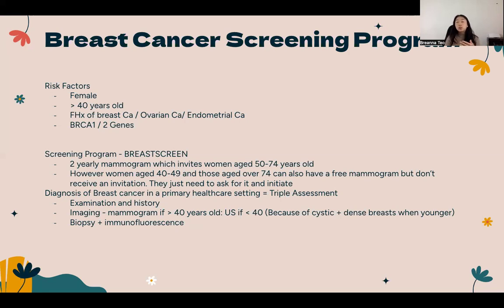However, if you have a patient who's maybe 45, wondering if they can have a mammogram because they might have had a lump, the answer will be yes. And I think it is covered under the public health system.